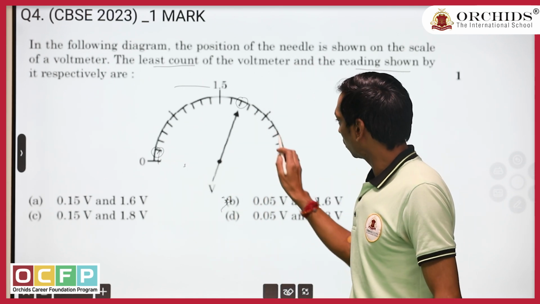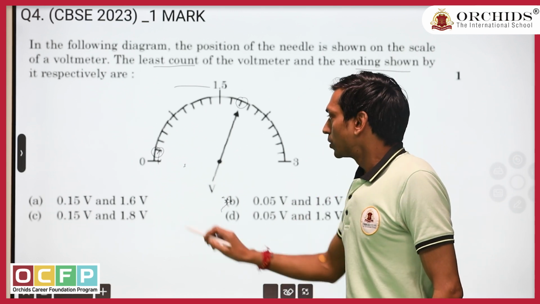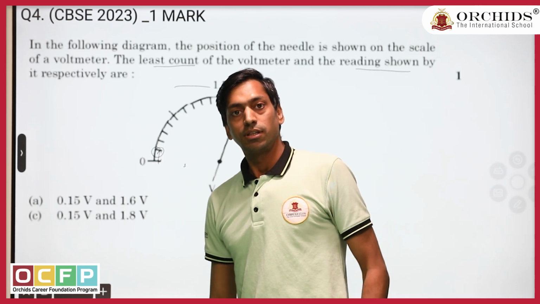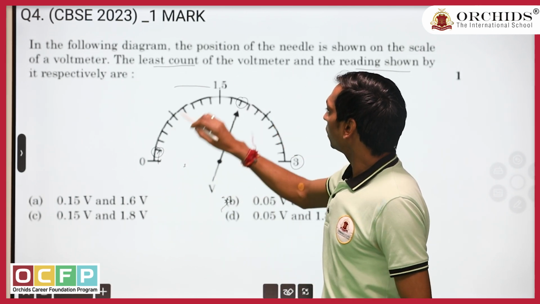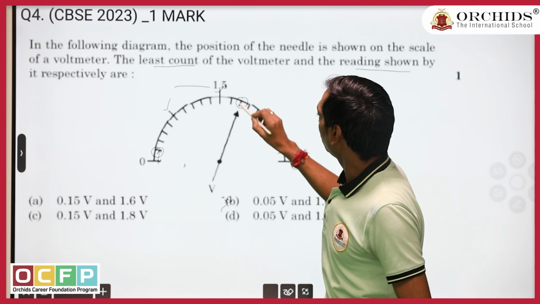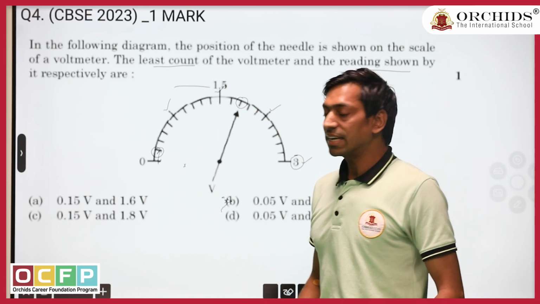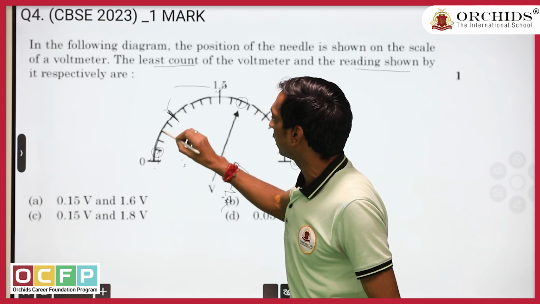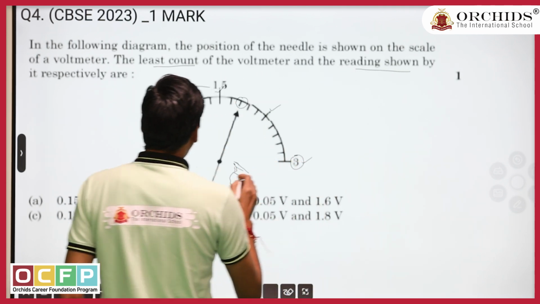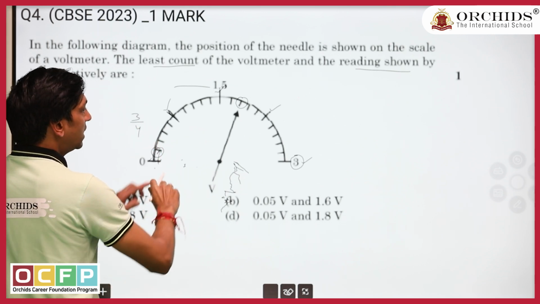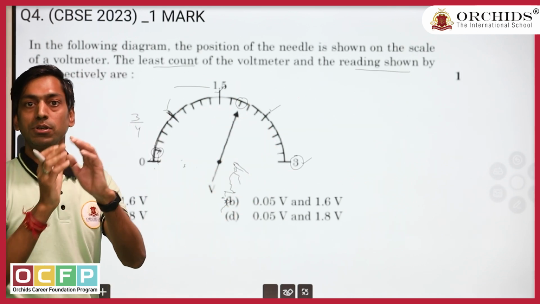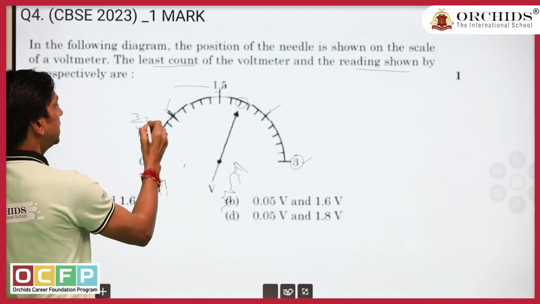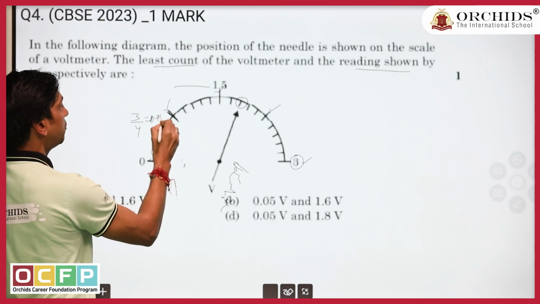Now if you focus on the voltmeter, the overall maximum value it can read is how much? 3 volt. And this 3 volt is divided into how many major grids? 1, 2, 3 and 4. So I can say that the reading from 0 to the first grid is how much? 3 upon 4, because the overall 3 volt is divided into 4 major segments. So each major segment is equal to how much? 3 by 4, that is equal to 0.75 volt.